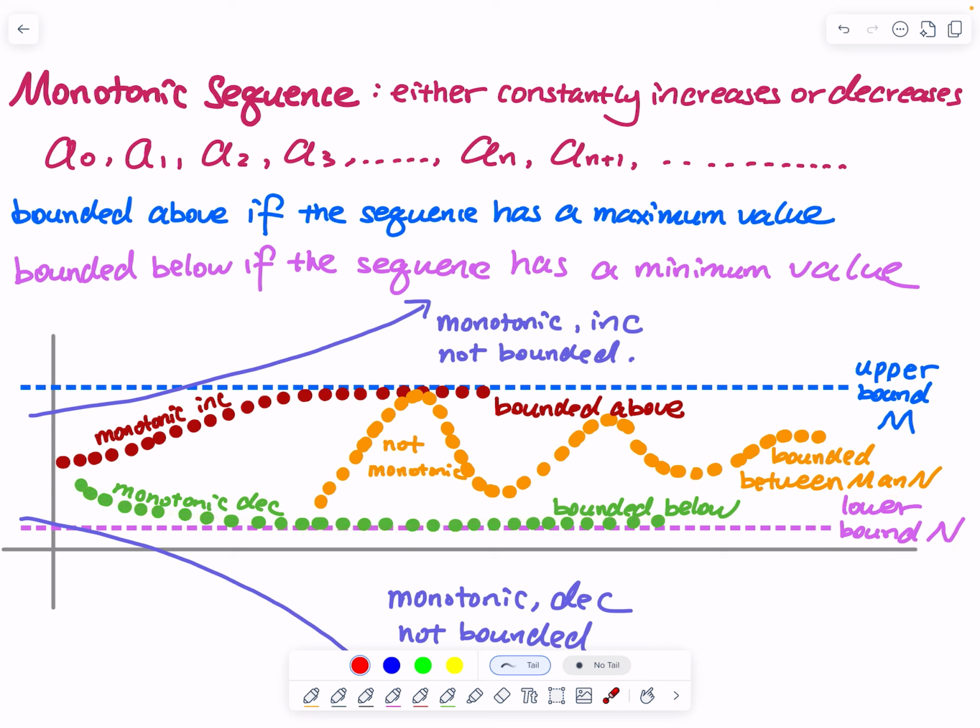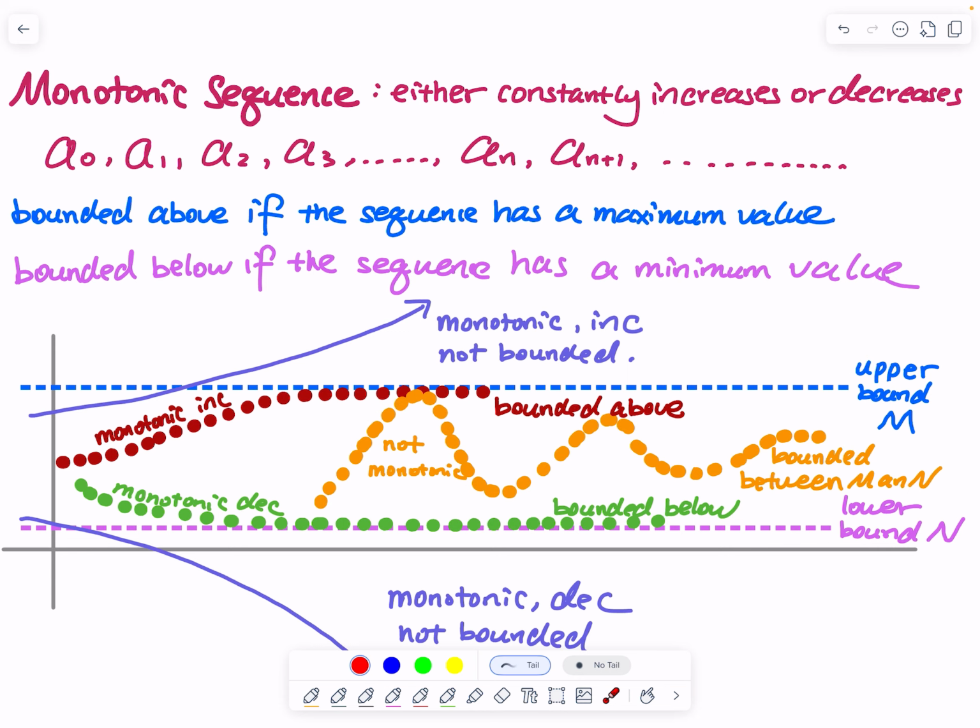And then what about the orange? The orange is going up and down, up and down, just like the graph of sine and cosine. So I will say it is not monotonic, because monotonic is either increase only or decrease only. The orange is increase, decrease, increase, decrease. It is not monotonic, but this orange is bounded between M and N.